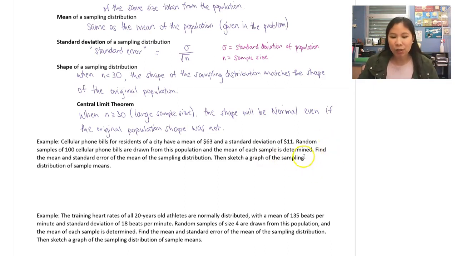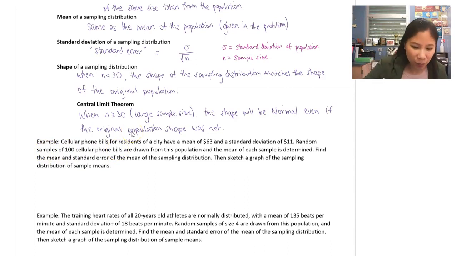Anytime they mention sampling distribution, they're talking about the thing with our new formulas, the standard error, because they're giving us a sample size. Right here, they tell us random samples of 100 cellular phone bills. That's our sample size. They told us it was a random sample. They're using 100 at a time. So in this problem, n is going to be 100. The mean, they told us, was 63.